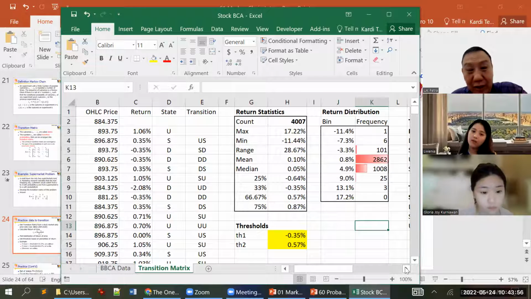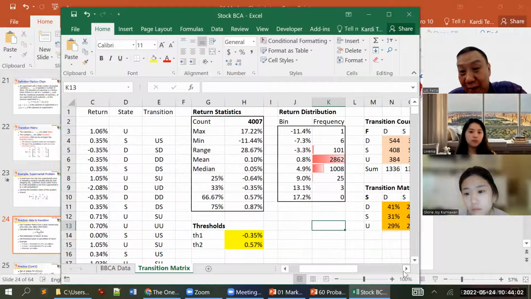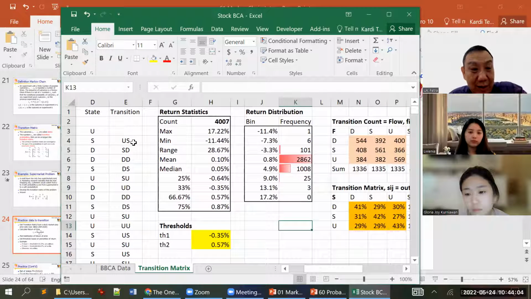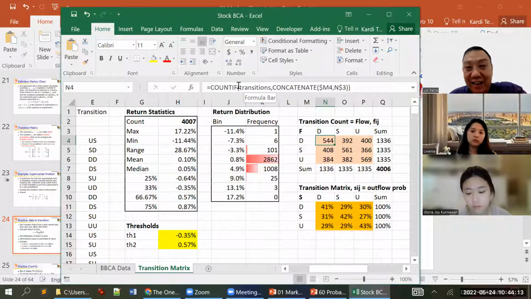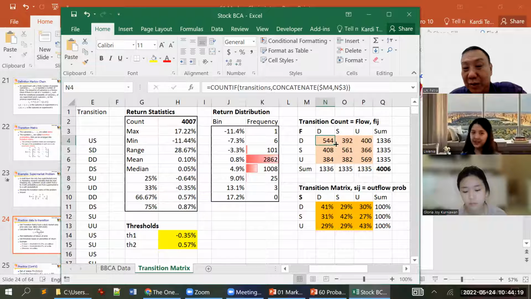Okay, it's well known that any stock distribution is usually log normal. Based on that, I can just get the transition, right? From here, I just count. In Excel, I just use COUNTIF. Now I have a concatenate of D, D, DS, DU, and so on. So then I just use COUNTIF here.